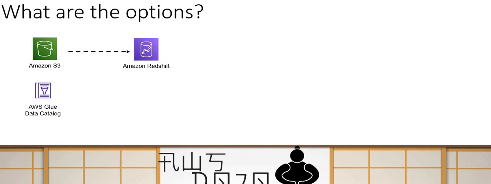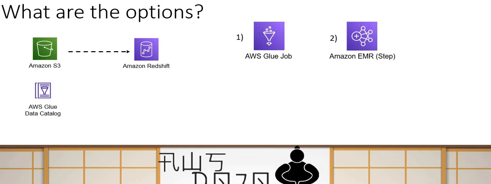So for the sake of completion, let's try to understand what different options you have. Of course, you can use an AWS Glue job to move data from S3 to Redshift, and if you look into my tutorials, you will definitely find a tutorial about using an AWS Glue job to move data from S3 to Redshift. You can use an Amazon EMR step, so you can configure a step inside Amazon EMR which can bring data from S3 to Redshift.